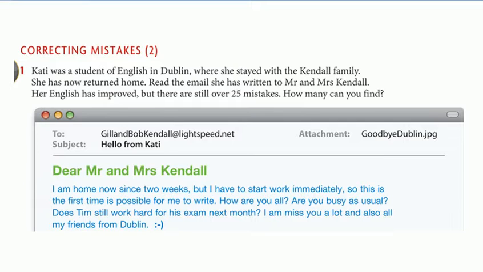The text is actually about a girl, a student, whose name is Katie. She's been living in Dublin with a Kendall family. She got back home and she written an email to Kendall family. Although her English has improved, still she has made over 25 mistakes in the text she sent through email.